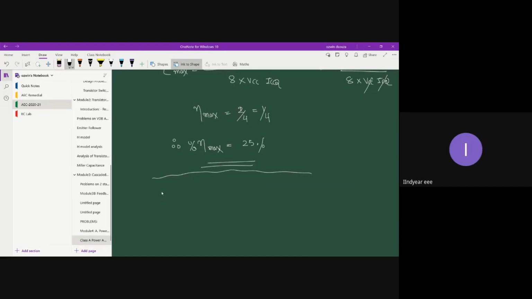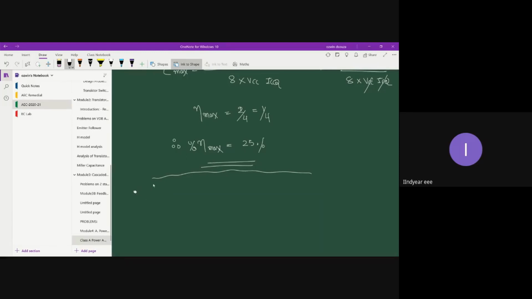So in the exam, if you have been asked to explain class A power amplifier, you have to draw the circuit diagram, draw the waveforms, and write down an expression for efficiency in terms of max and min values, and then substitute the respective max and min values to get the expression for the maximum conversion efficiency. All right. Fine.